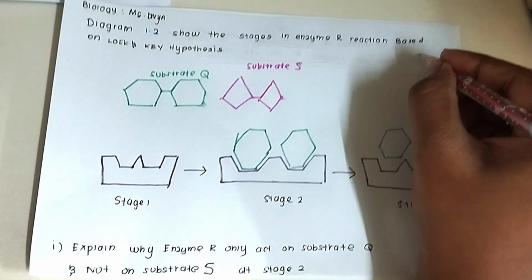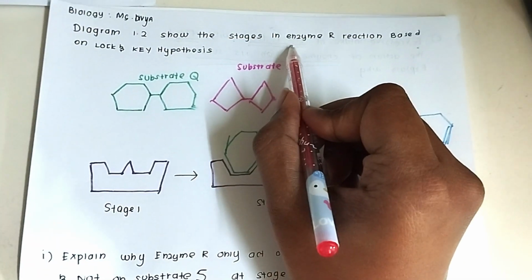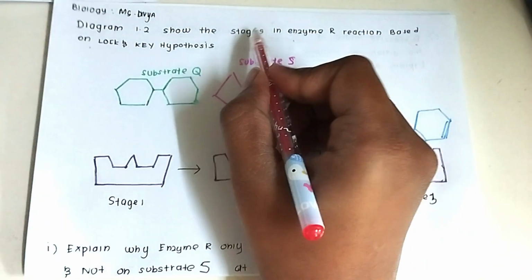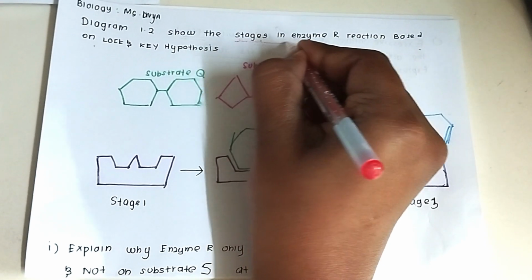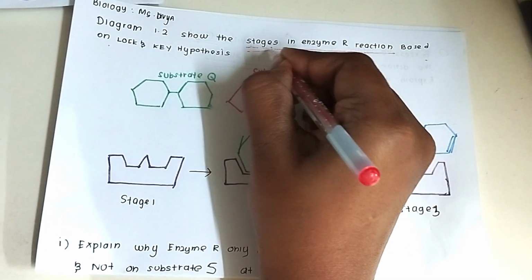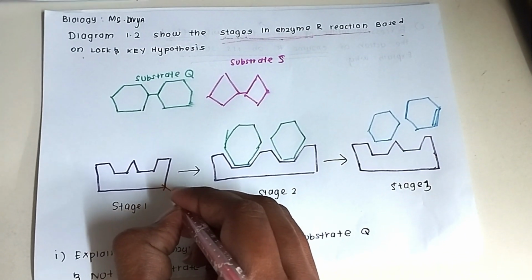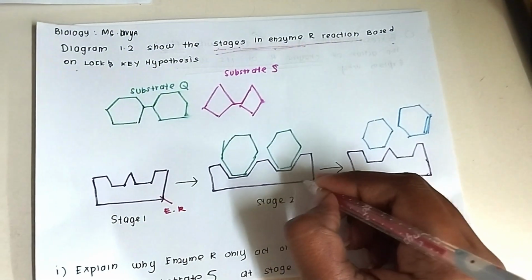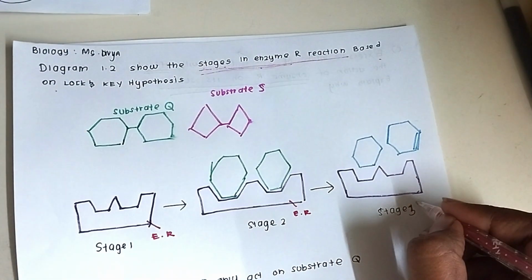Before we attempt any questions, what we have to do is always highlight the key points. For this question, they're talking about the stages in the enzyme R reaction. Where is the enzyme R? This will be the enzyme R. So this is the same enzyme R. It's a stage.